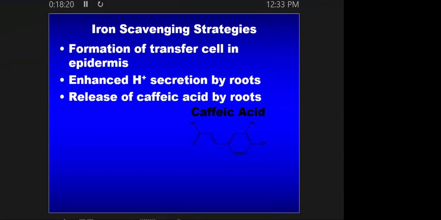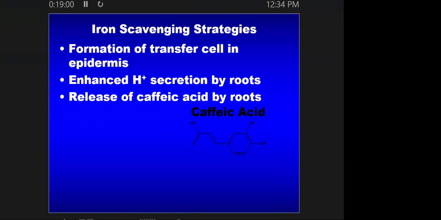Another thing that they can do, they have these special cells that are called transfer cells that are lining the surface of their roots. So you can see discrete areas, patches of the epidermal tissue will have these so-called transfer cells. And it seems like that's the site of where iron is coming in easier for the plant. But that is still under a lot of study. They don't know exactly how it works. But it seems like some plants do that.